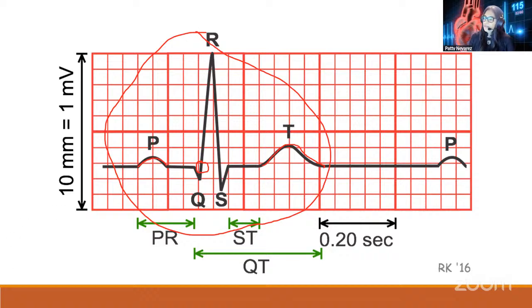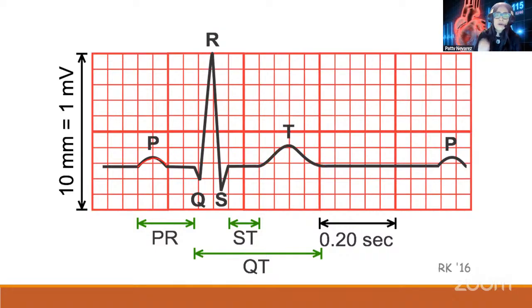So every time the heart fires from the SA node all the way to the Purkinje fibers, that's one whole entire beat. A normal rate for a heartbeat is between 60 and 100. If it's less than 60, we're going to call it bradycardia. If it's over 100, we're going to call it, yes, tachycardia.